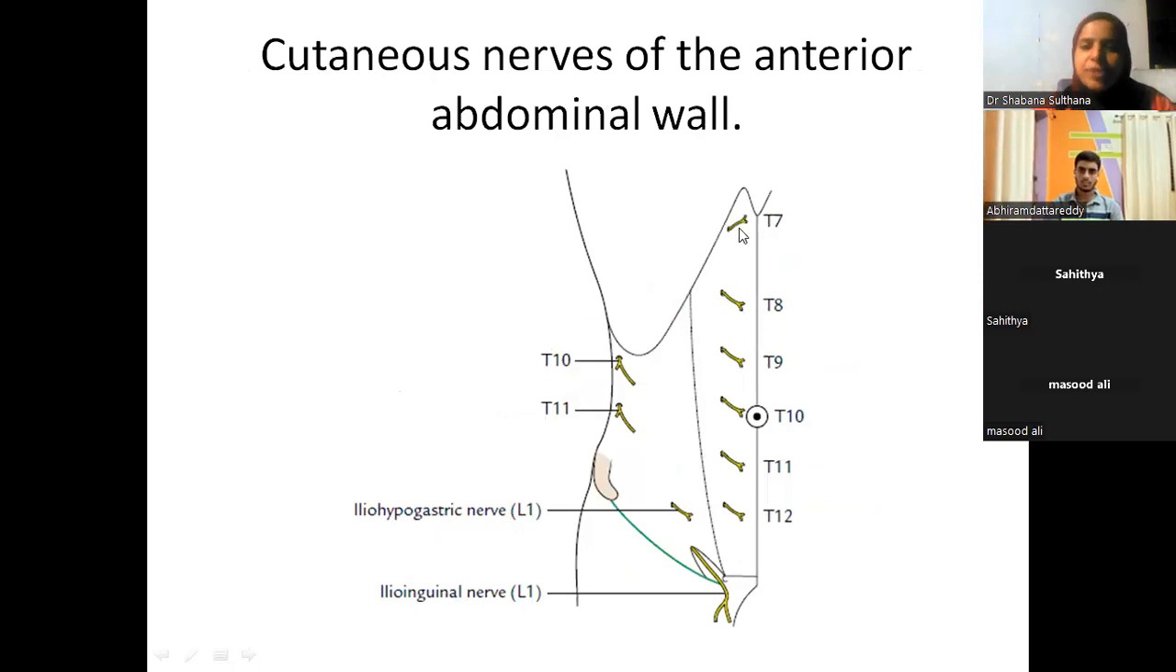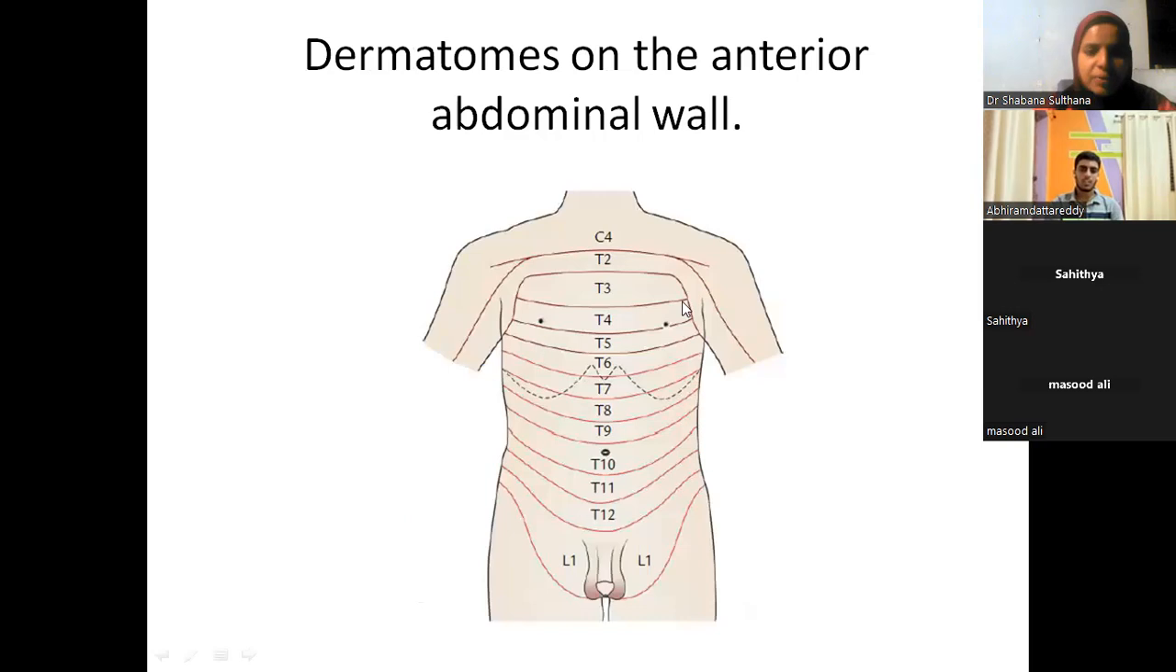Correspondingly, we have veins also. As you said, T7 to T12, those are the cutaneous nerves: 7, 8, 9, 10, 11, 12. And they are actually entering... What is this line? Do you remember? Yesterday I named it. Midline is linea alba. And this is linea semilunaris, and this is linea alba. These are all dermatomes.